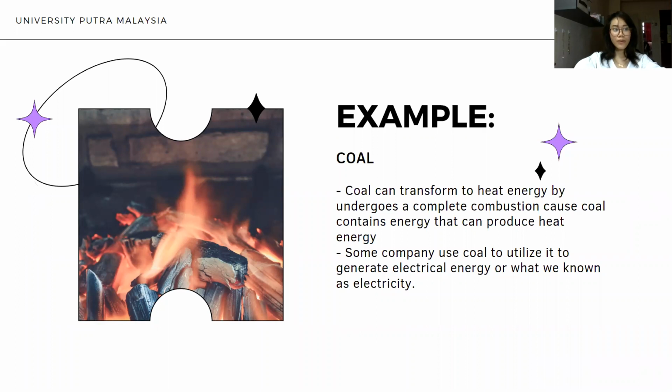To understand more about the first law, let's take a look at an example that we can relate to our daily life. An example is coal, which contains energy. Coal can transform into heat energy by undergoing combustion. Some companies utilize it to generate electrical energy, what we know as electricity.